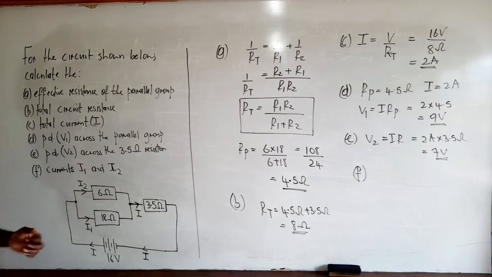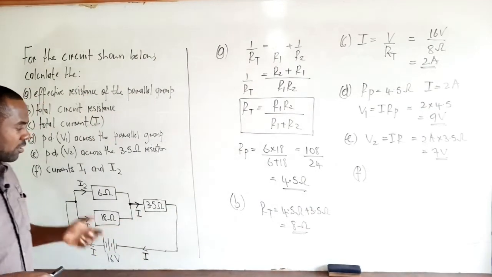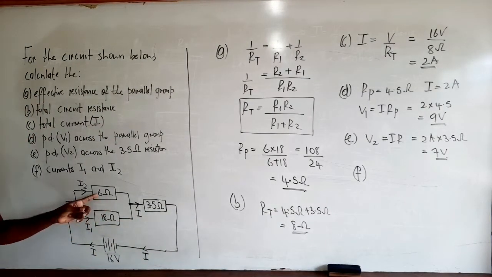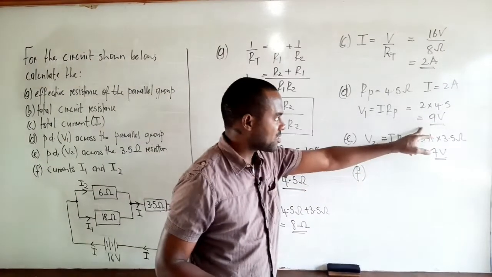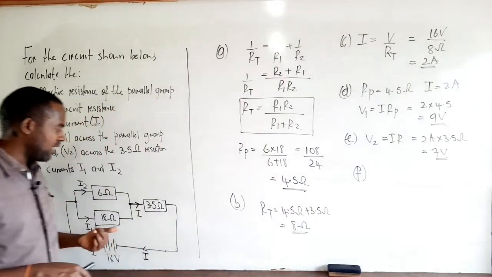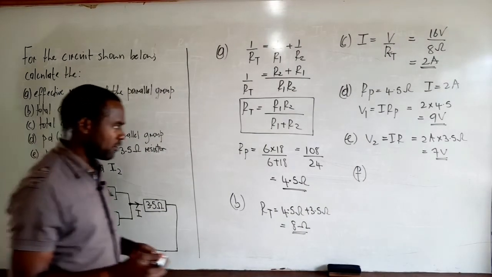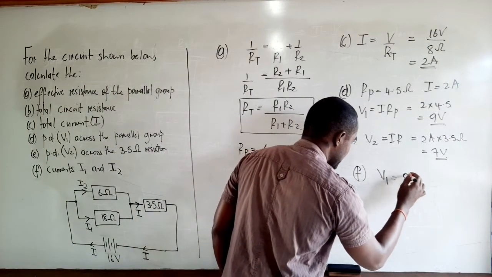Now, since we already found the PD V1 across the parallel branch, and we know that whenever components are connected in parallel, the PD across them is the same. So therefore, the PD across the 6 ohm and the 18 ohm will be the same at 9 volts, and therefore we can actually calculate the individual currents flowing through each, right? So for the parallel branch, of course, you know that V1 is equal to 9 volts.